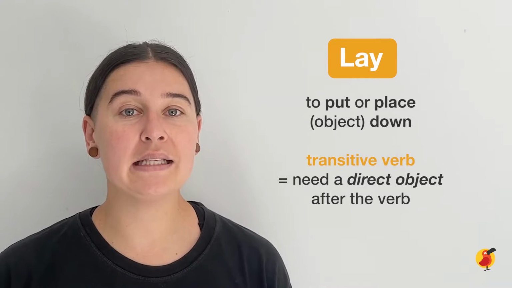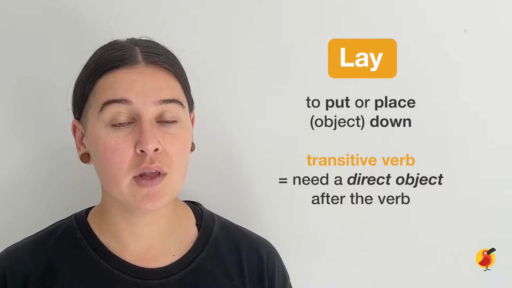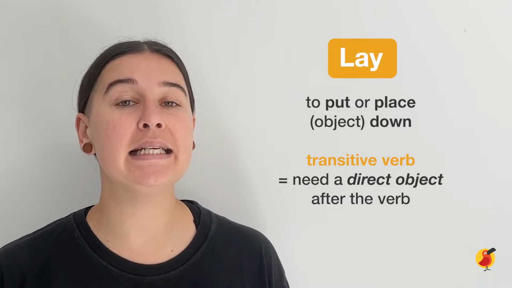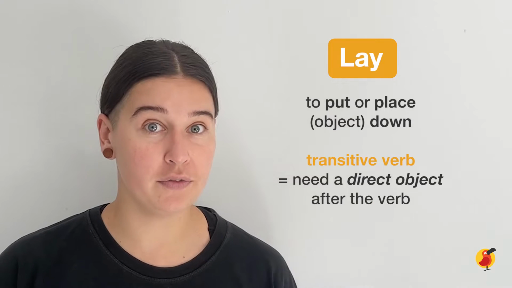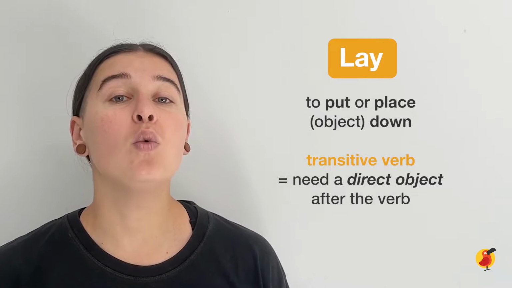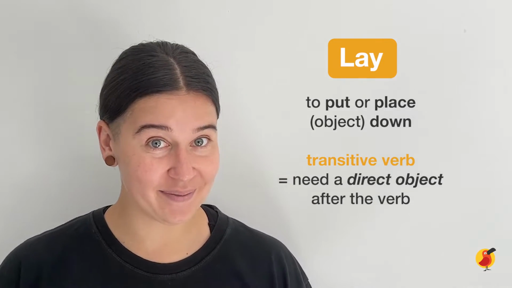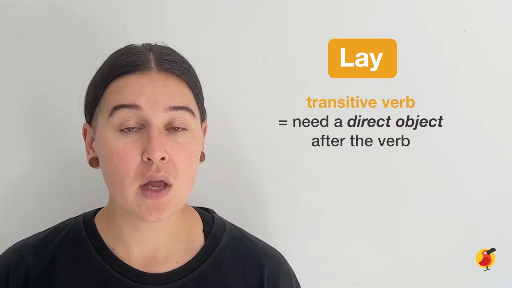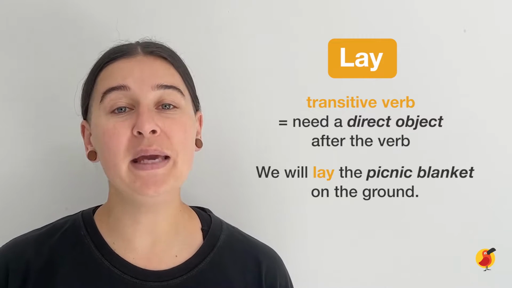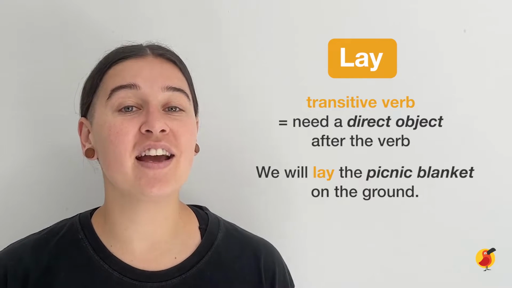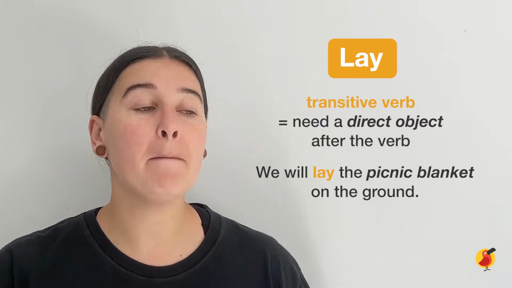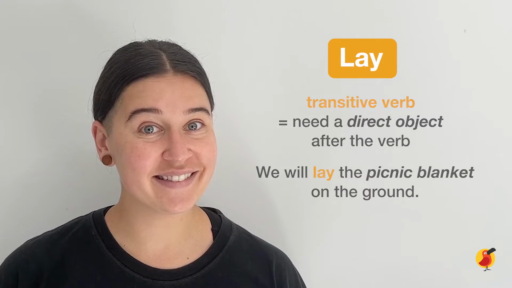So lay means to put or place something down. Lay is a transitive verb, which means it needs a direct object after it. Like, we lay something. Okay, let's look at some example sentences. We will lay the picnic blanket on the ground. So here we refer to the blanket being put on the ground.